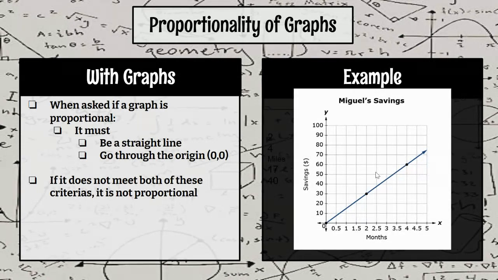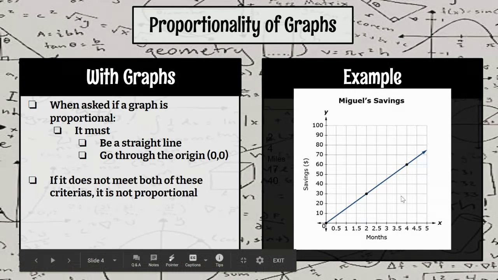So this would be a proportional graph. If it started up at 40 and it was a straight line, it would not be proportional. If it started at 0 and it was all wavy or curvy, it would not be proportional.